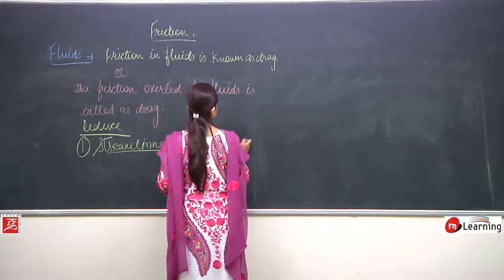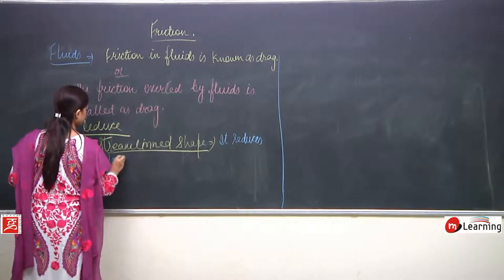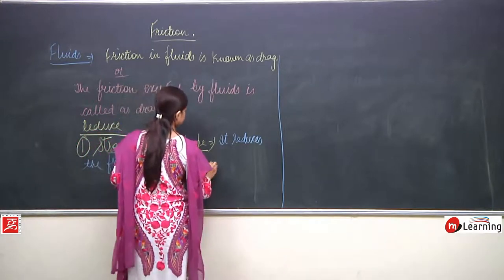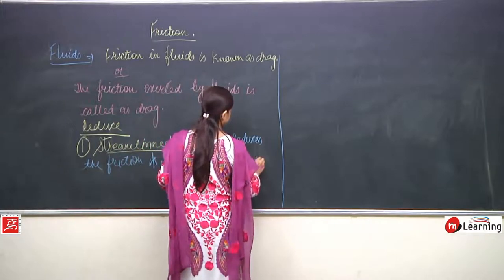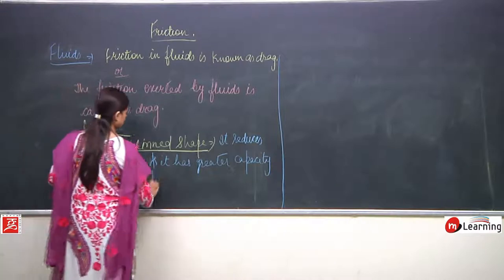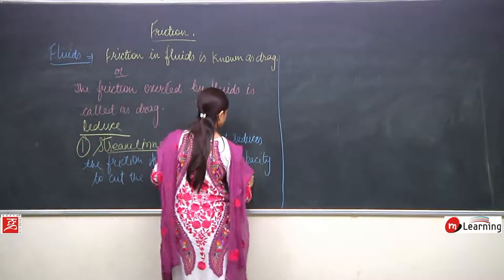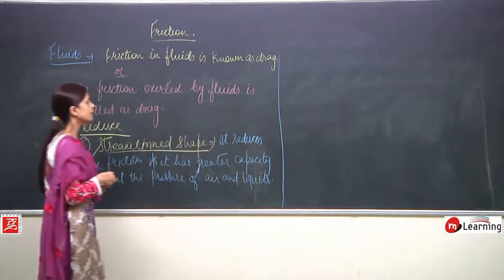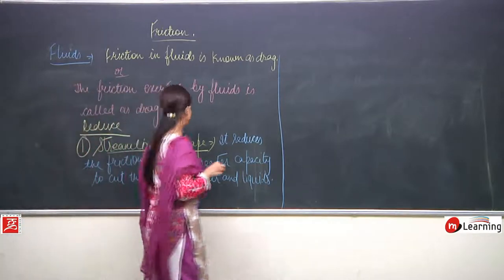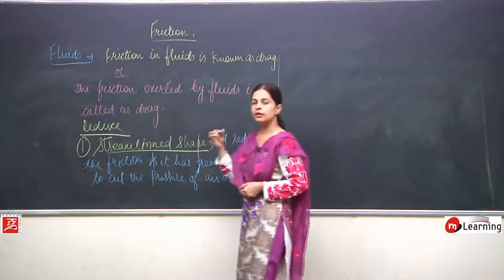It reduces the friction as it has greater capacity to cut the pressure of air and liquid. Okay, it reduces the friction. Streamlined shape always reduces the friction, as it has greater capacity to cut the pressure of air and liquids. Okay, so this is the first point, the first way how the drag can be reduced.